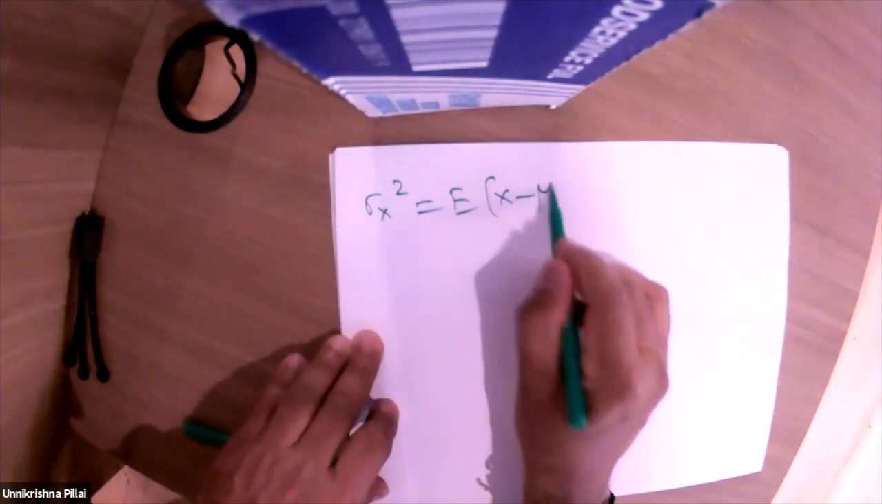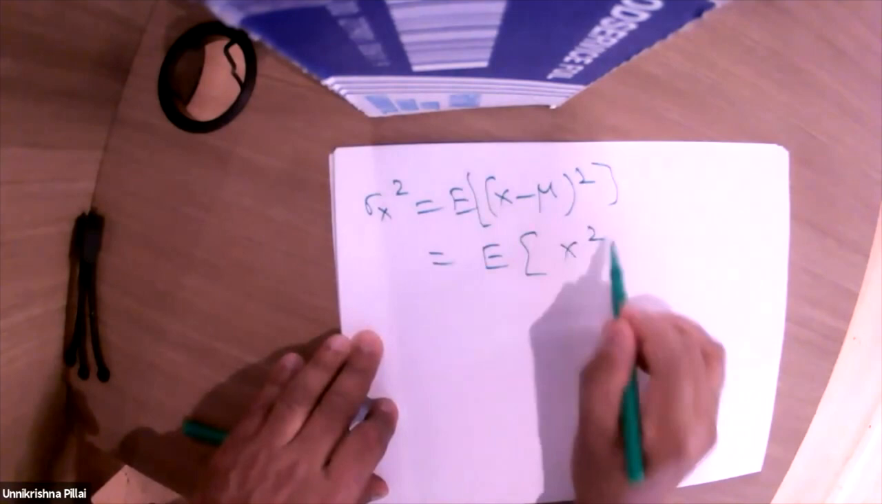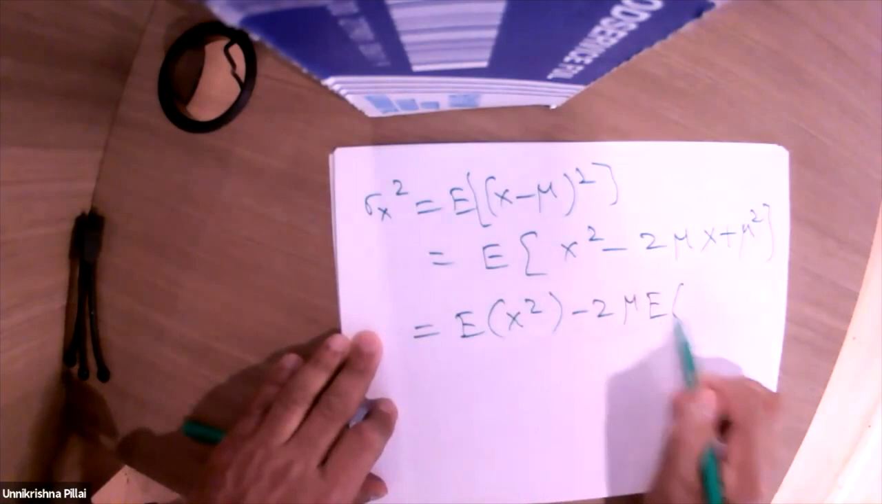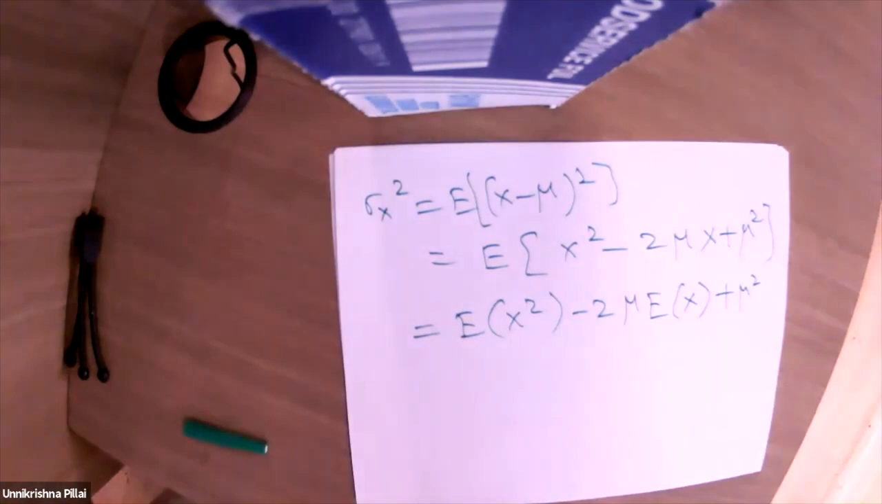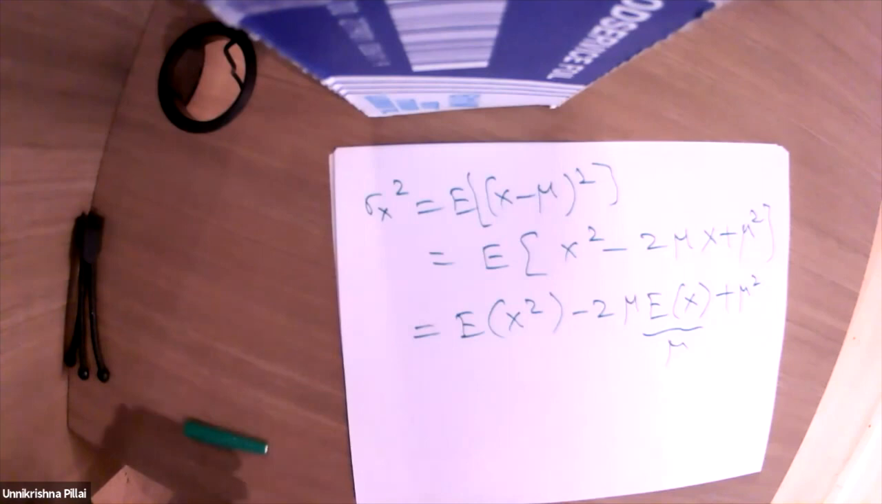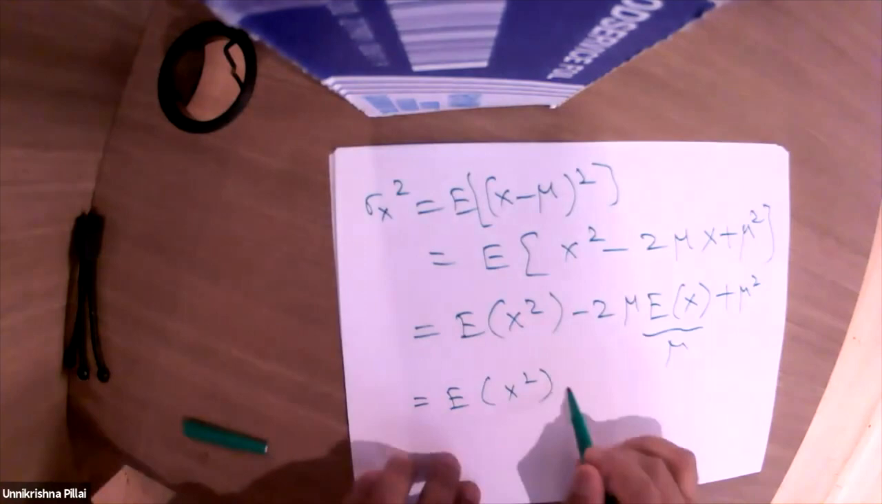So once again, variance is the expected value of (x minus mu) the whole squared. This is a quadratic inside. If I expand that, you get x squared minus 2 mu x plus mu squared. So this becomes expected value of x squared minus 2 mu expected value of x plus mu squared times expected value of 1. The expected value of a constant is the constant itself. And the expected value of x is mu again. So this becomes minus 2 mu squared plus mu squared, which gives you minus mu squared. So I can write this as expected value of x squared minus mu squared.